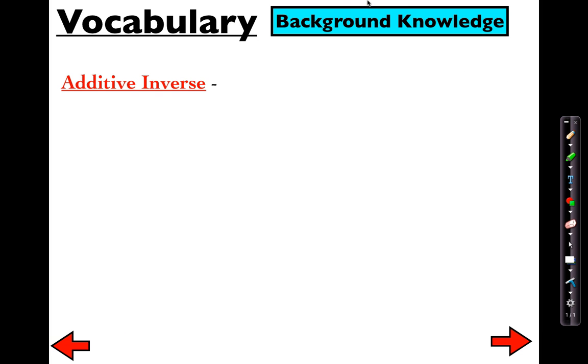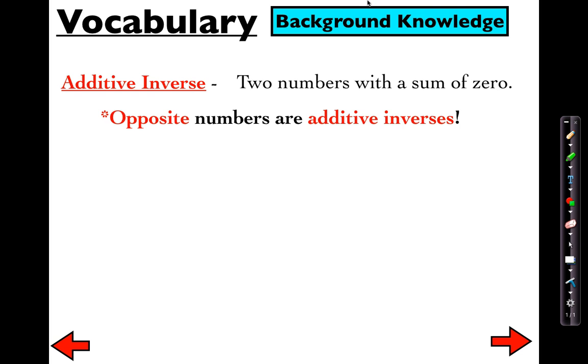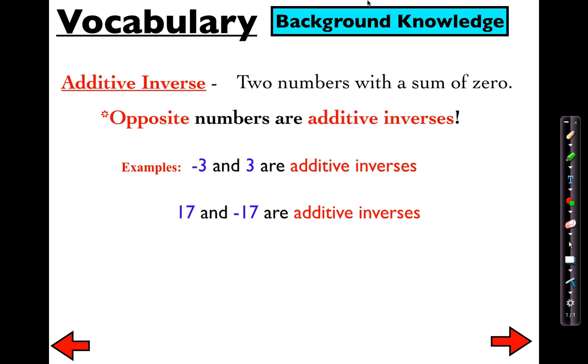Please remember additive inverses are basically two numbers with a sum of 0. So opposite numbers are additive inverses. Like -3 and 3, 17 and -17, -324 and 324. These are all additive inverses. Why? Because if I add these two numbers together, they will give me a sum of 0.